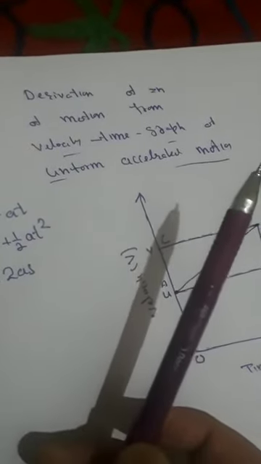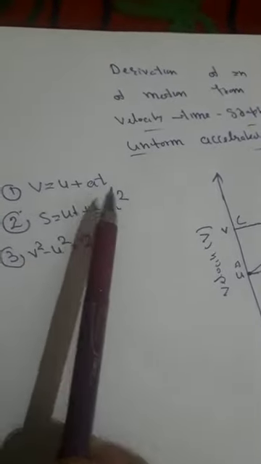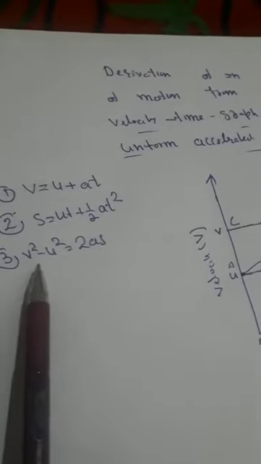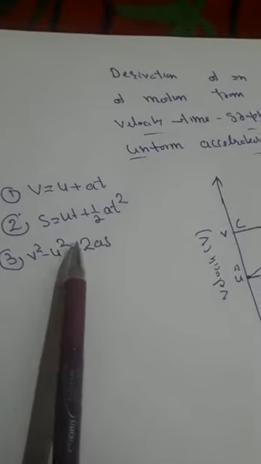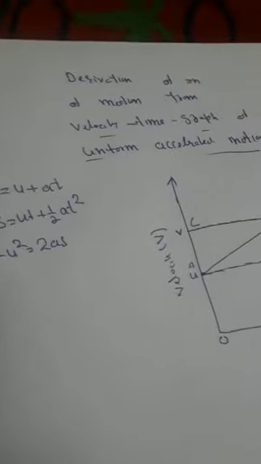I have already discussed how we can calculate the equations of motion. These are the three equations of motion: v is equal to u plus at, s is equal to ut plus 1 half of at square, v square minus u square is equal to 2as. We have already proved it from the calculus approach, but both the methods are in our syllabus.